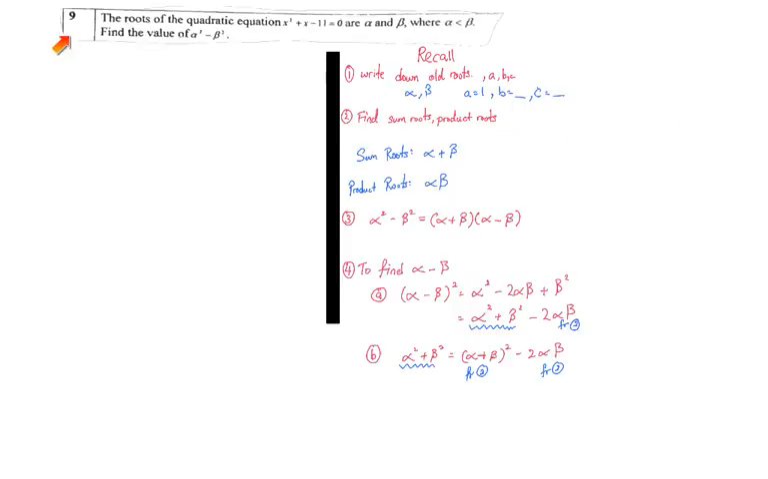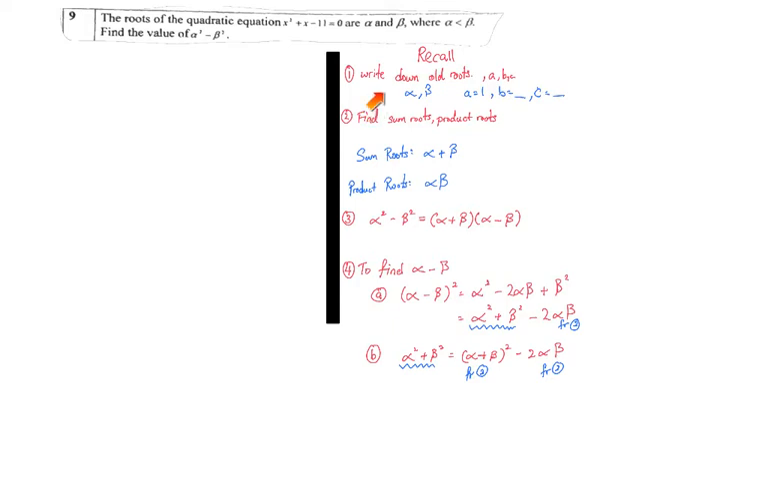Okay, now question 9 is the new topic that we have gone through earlier on. It says here the roots of this equation are alpha and beta. So they want to find alpha square minus beta square. Now, let me write out the steps that you need to do. First step is always you have to write down the roots. You have to write down A, B, C.